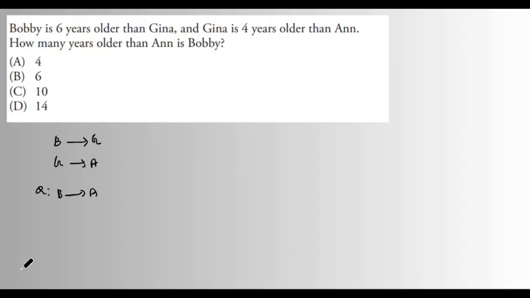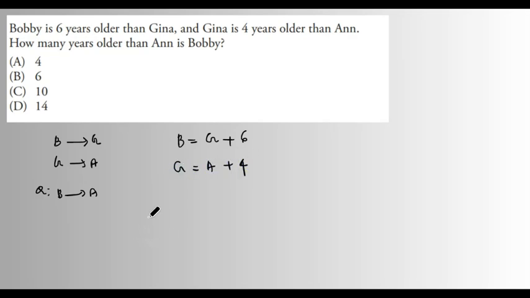Okay, so now let's try converting each statement into an expression or equation. Bobby is 6 years older than Gina. Suppose B is Bobby's age, G is Gina's age, and A is Anne's age. Okay, so Bobby is 6 years older than Gina means Bobby will be Gina's age plus 6. That will be Bobby's age. Same way, Gina is 4 years older than Anne. So Gina's age will be Anne's age plus 4.